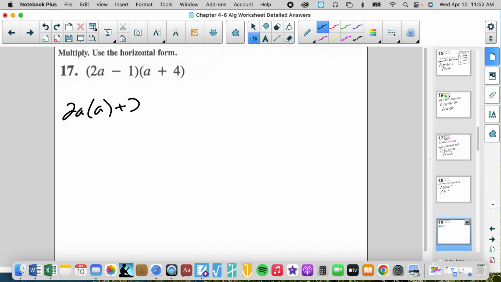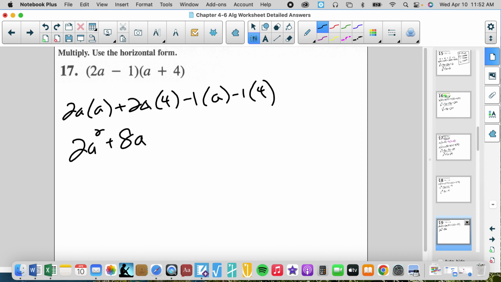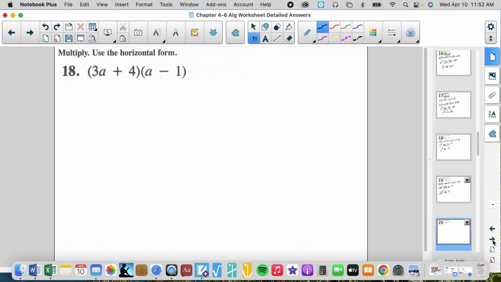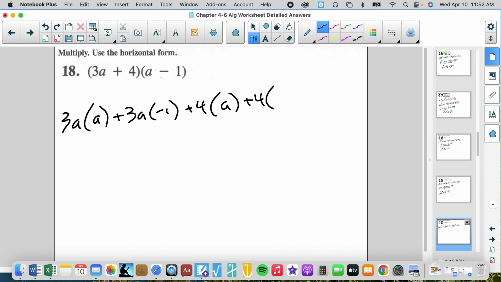2a times a plus 2a times 4 minus 1 times a minus 1 times 4. This is the fastest, most efficient. 2a squared plus 8a plus 8a minus 4. That gives us 2a squared plus 7a minus 4. 3a times a plus 3a times negative 1 plus 4 times a plus 4 times negative 1.